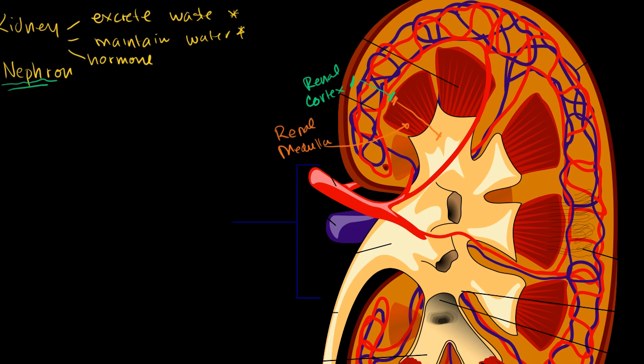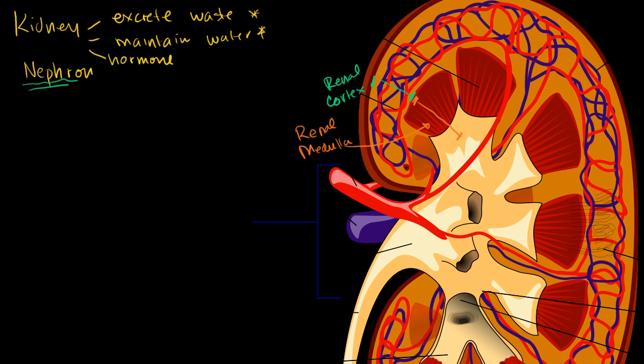So I've said before, and you might have heard it already from other lectures or from other teachers, that the functional unit of the kidney is the nephron. The functional unit. And the reason why it's called a functional unit, I'll put it in quotes, is because that's the level at which these two things are happening. The two major functions of the kidney, the waste excretion and the maintenance of the water level in our blood system.